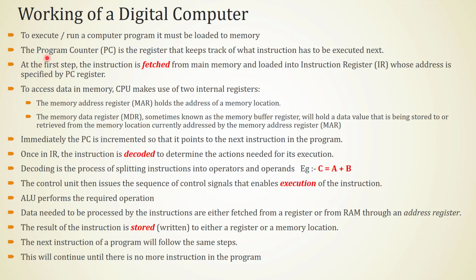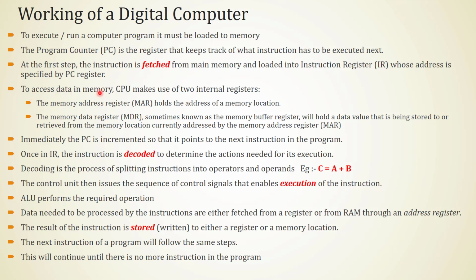loaded to RAM. Next point, the program counter is the register that keeps track of which instruction has to be executed next. The program counter is a register. We already studied registers; it is a memory inside the processor. At the first step, the instruction is fetched from main memory and loaded into the instruction register. Here the instruction register is another register in the processor. These things will be clear when you study the example.